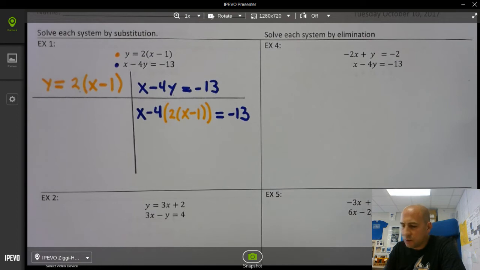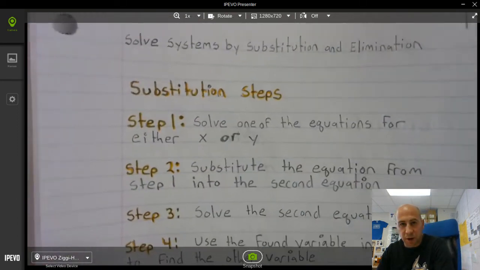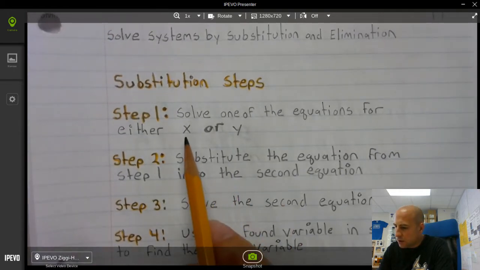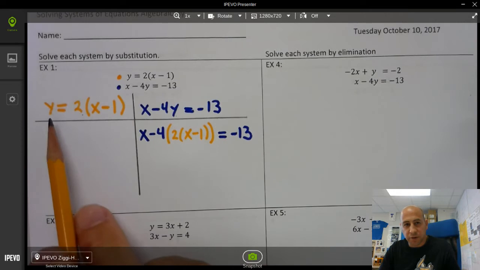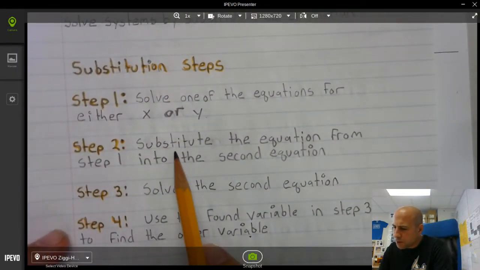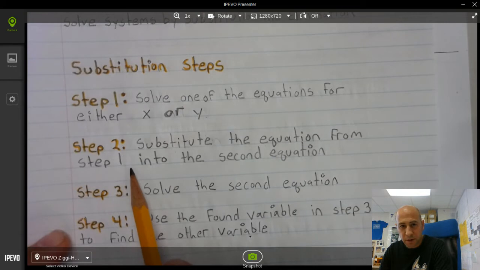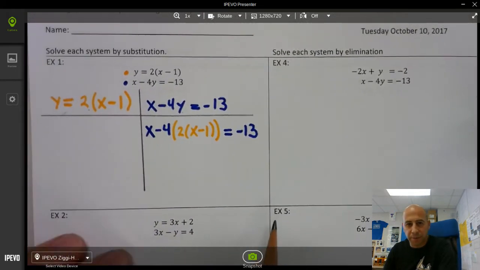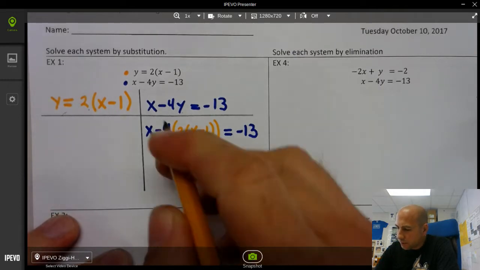Now I'm looking at our steps. We're doing substitution. So step 1, we're going to solve one of the equations either for x or y. That was already done. That was already solved. One of them is for y. Step 2, substitute the equation, which we did. Now step 3, solve the equation. So now we're into step 3. We're going to solve for x.